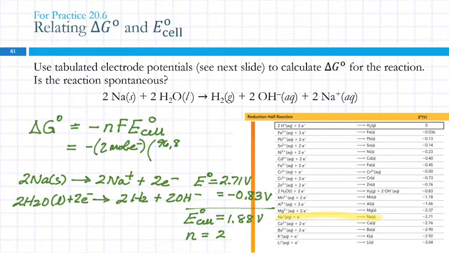Can somebody help me out there? Can anybody tell me the value of Faraday's constant? 96,485. 485, thank you. Coulombs per mole of electrons, times the standard cell potential, 1.88 volts.